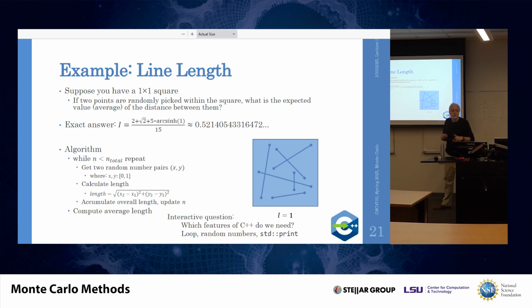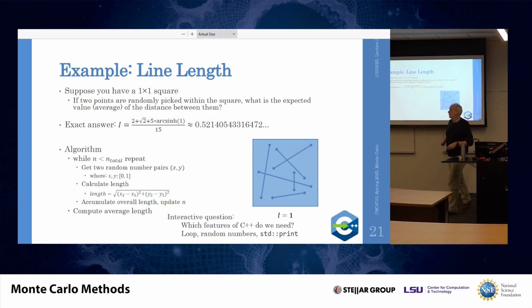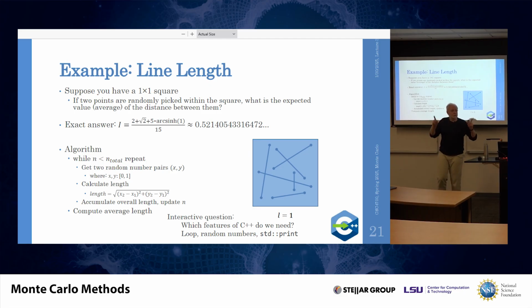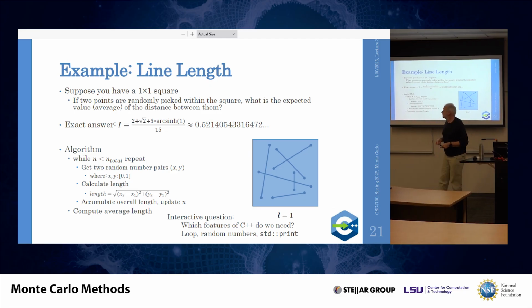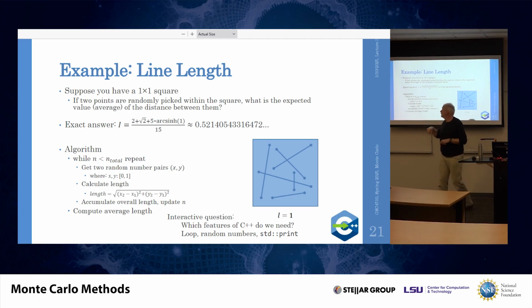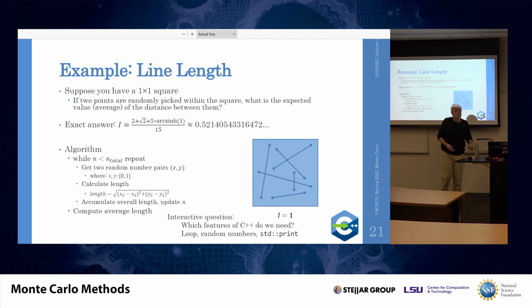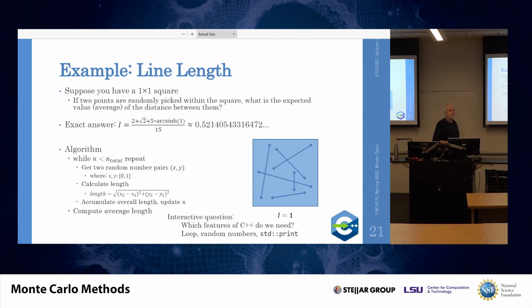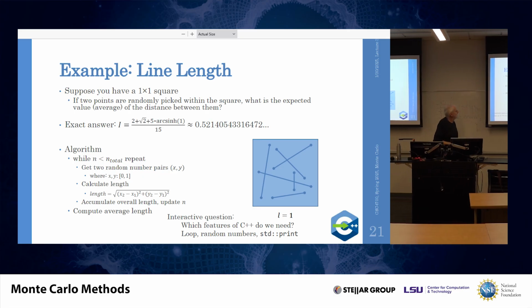What I want to do is calculate that using Monte Carlo methods. So how do we do that? We repeat it a large number of times. We get 2 random numbers in the range between 0 and 1. We compute the length between those 2 points. Well, 4 random numbers, right? X, Y, X, Y. So 2 points. We compute the length, accumulate the length, and in the end we divide by the number of attempts, and that should give us the average length of the lines we've got. Easy as that.